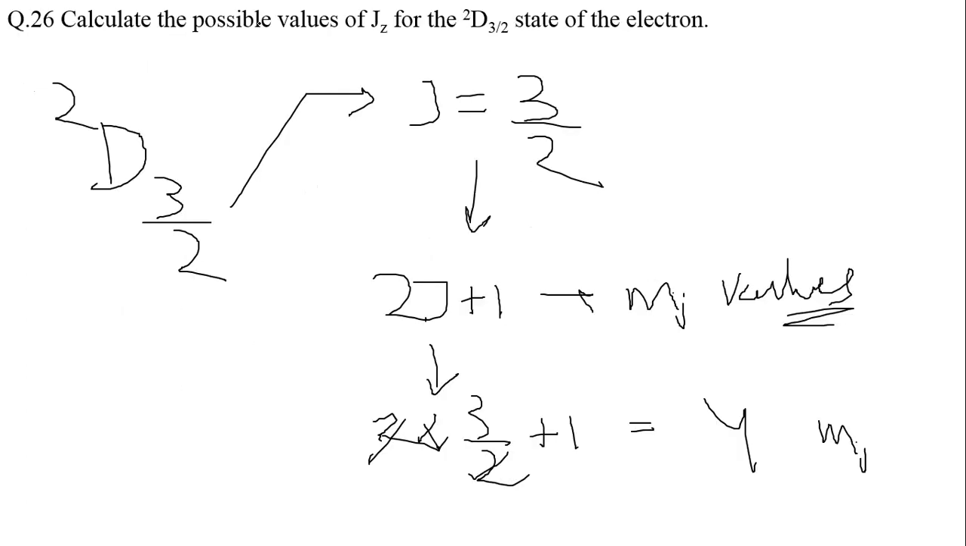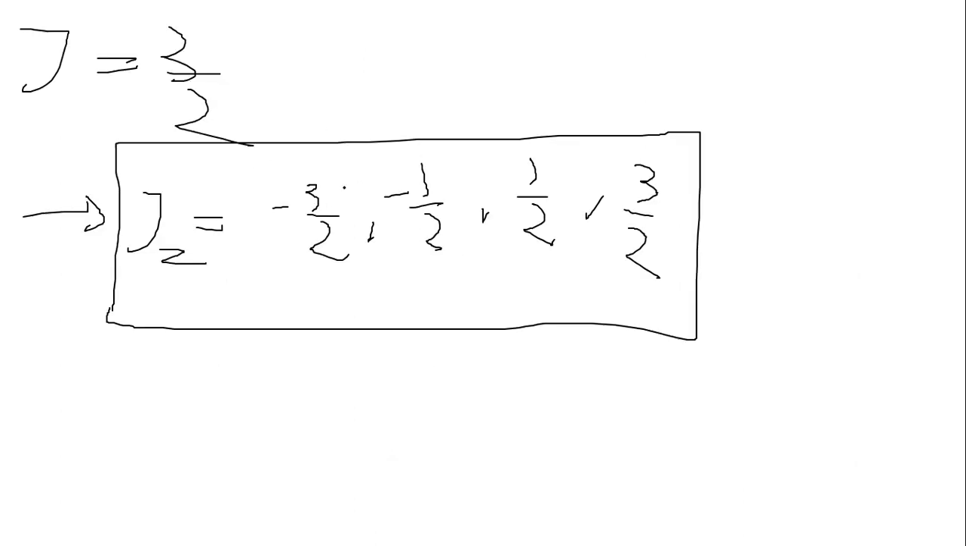But here you need to calculate the possible values of jz. These 4 values are mj values, and jz has the unit of angular momentum. So we will write h cross in all these, because h cross has the unit of angular momentum. So the values of jz will be minus 3 by 2 h cross, minus 1 by 2 h cross, 1 by 2 h cross, and 3 by 2 h cross. So if j is 3 by 2, there will be 4 jz values, and these 4 values are minus 3 by 2, minus half, half, and 3 by 2.